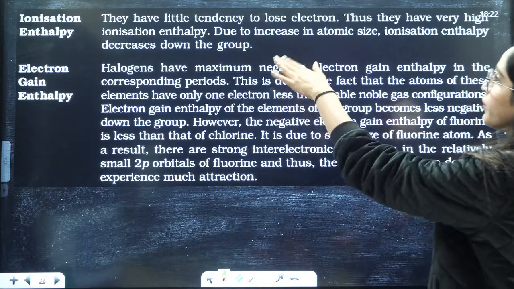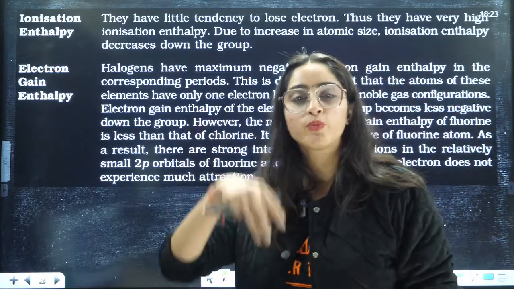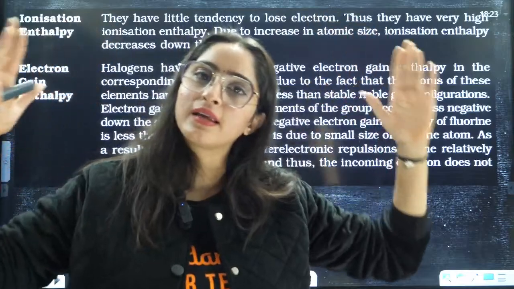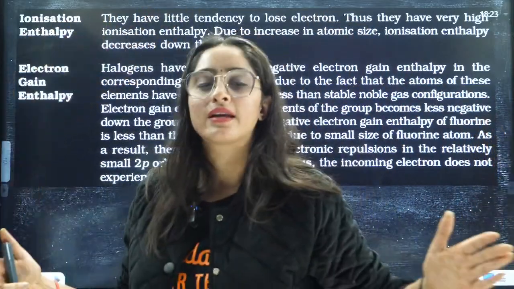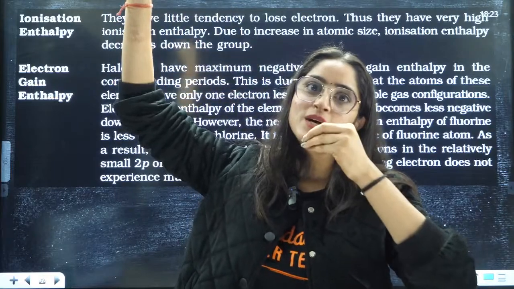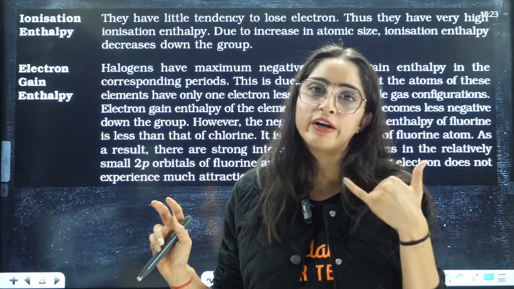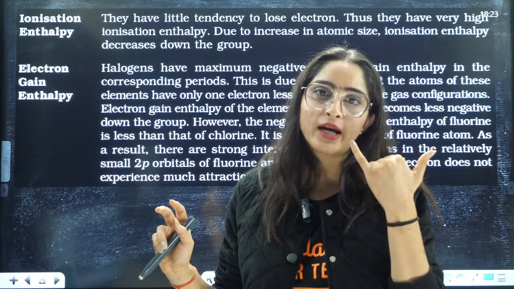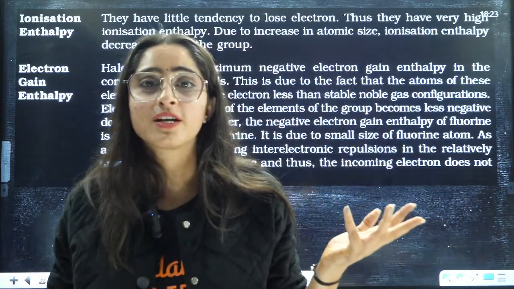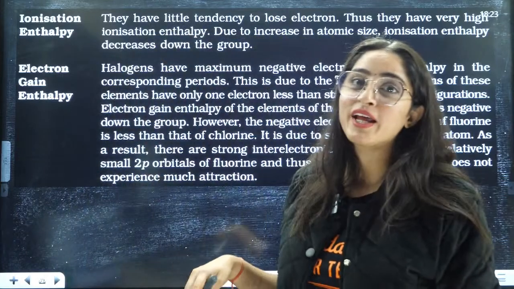Due to increase in atomic size, ionization enthalpy decreases down the group. Down the group, what will happen? Their size is increasing. That is why the electron is far away from the nucleus, and the distance is much larger. It's like you are far away from your parents. Now what will you do? Your friend will call you, hey, let's go to this party. You will be like, okay, I don't have anyone to ask, no permission required. But right now you are in your house, so you have to take permission.